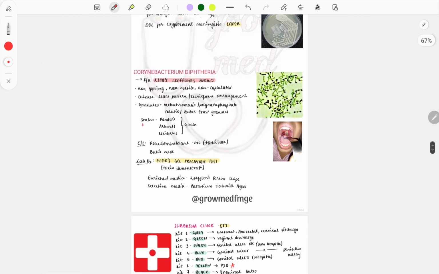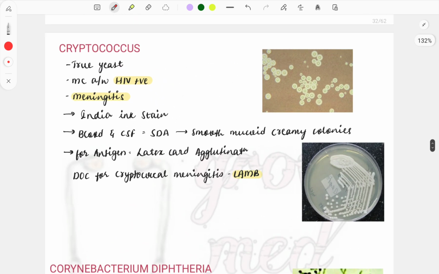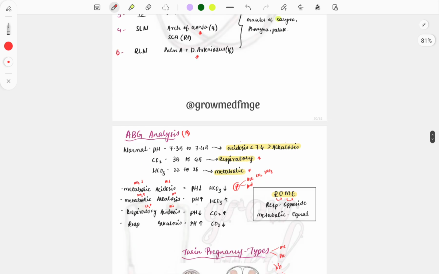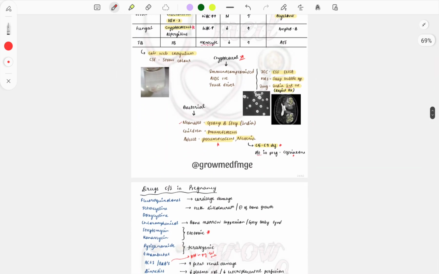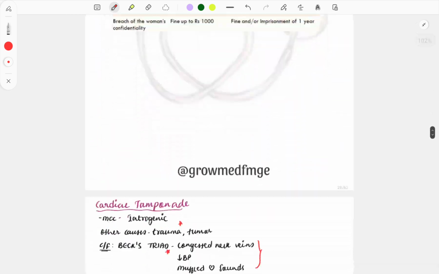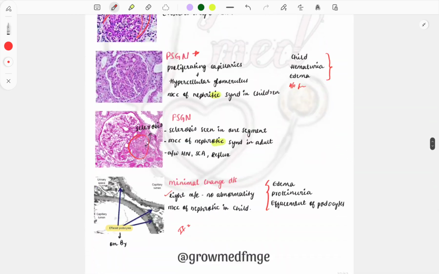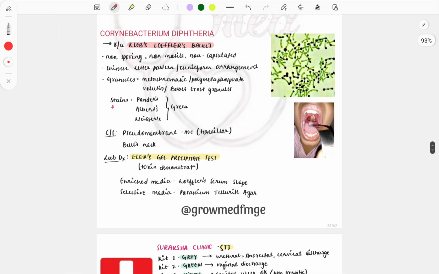So cryptococcal meningitis is also very important, and we have already discussed it, right? In meningitis we had discussed all the things. Okay, so all the same things are repeated here, so I will be skipping this part, the cryptococcus. Okay, then moving on to Corynebacterium diphtheriae.